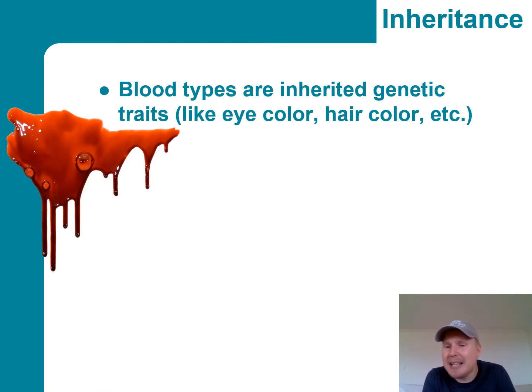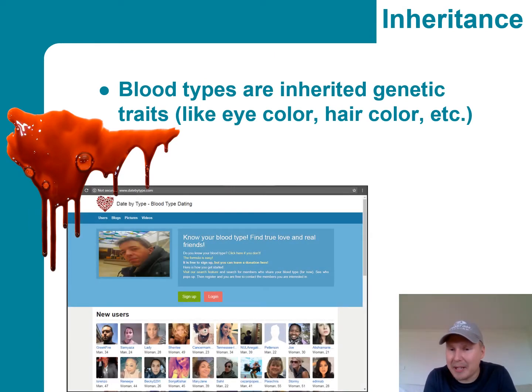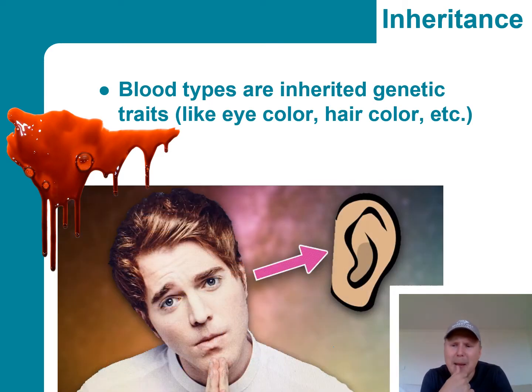Blood types are inherited genetic traits, so they are just like other things that we inherit, which again makes me think of dating by blood typing. What if I come up with matching by earlobe type? That makes just as much sense.